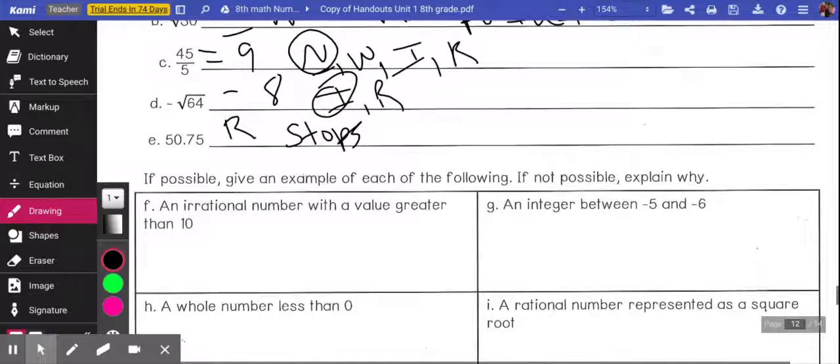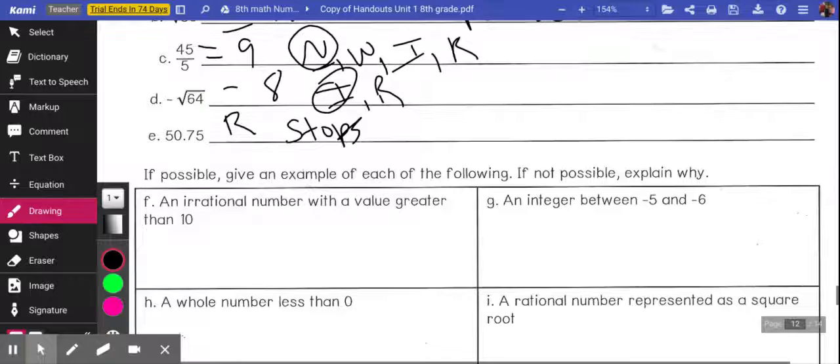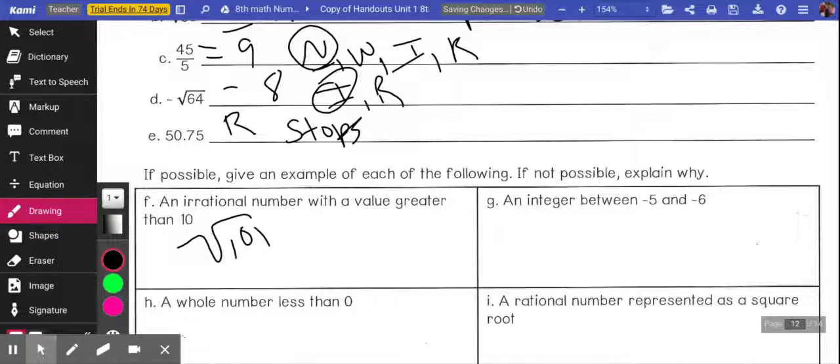Okay, so give an example, and our numbers are going to be different. An irrational number with a value greater than 10. So it needs to be a non-perfect square if you're going to do a square root. And it has to be greater than the square root of 100, because that's 10. So you could do square root of 101. Anything bigger than that.